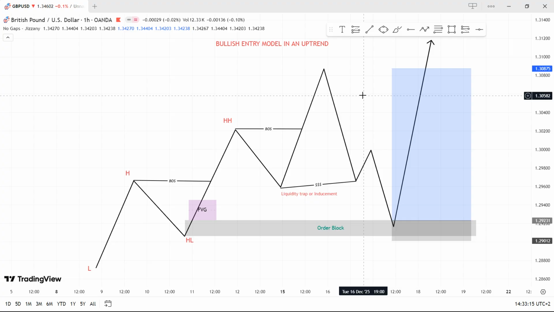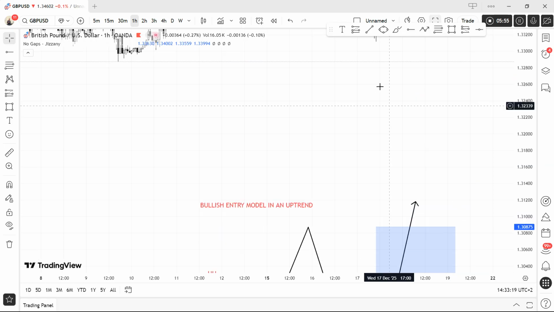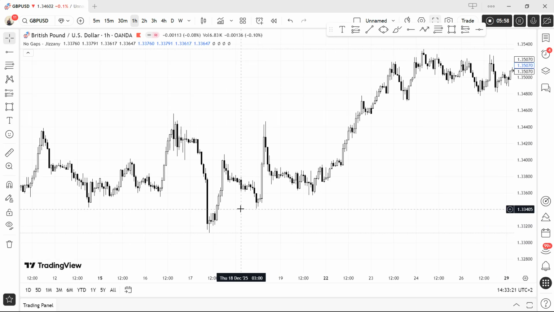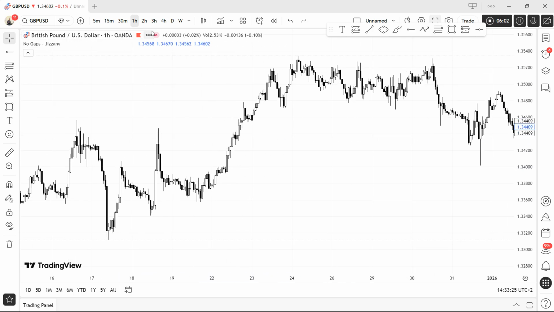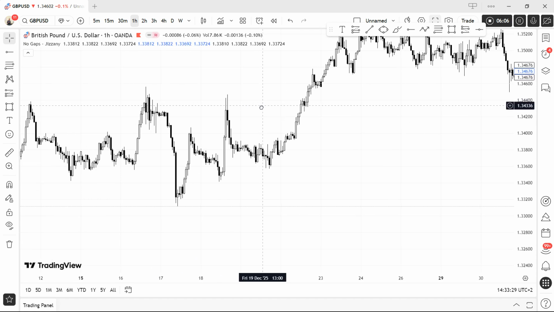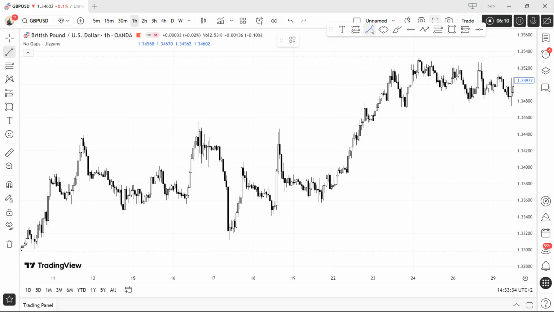So let's just go and look at this in a real market situation. I'll be analyzing GBP USD. As you can see here, price was making break of structures going up. So let me start by marking this area.